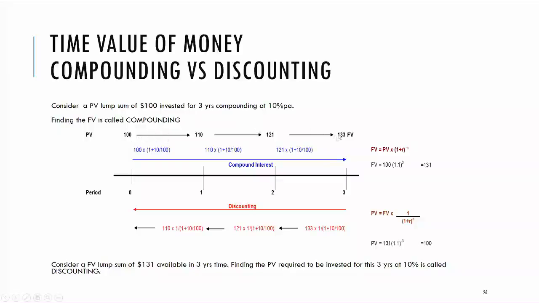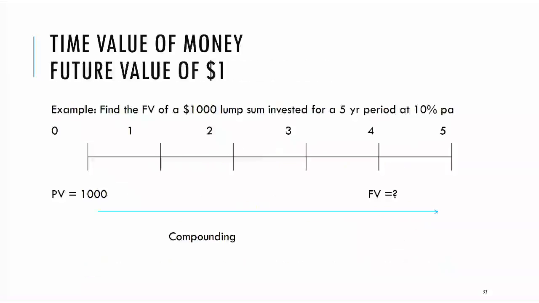In future value we calculate the future amount. Say for $100, in 3 years' time we'll get 133. That's compounding. And what we do in discounting is we bring the future value into today's value. We calculate the present value of the future value. That's what we call discounting. We do discounting very often in discounted cash flow. Alright.